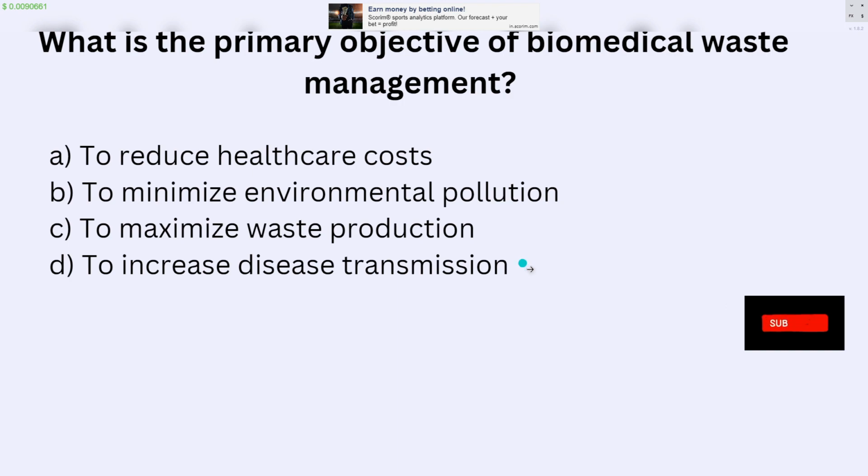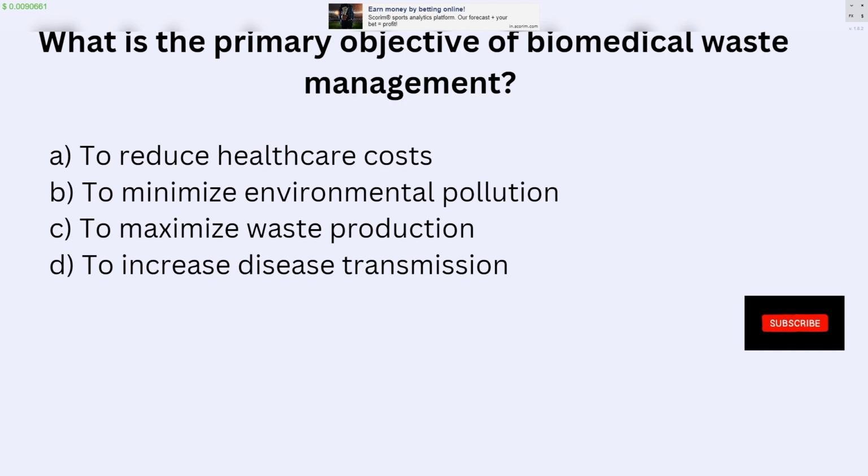The first question is, what is the primary objective of biomedical waste management? Option A, to reduce healthcare cost. Option B, to minimize environmental pollution. Option C, to maximize waste production. Option D, to increase disease transmission. What is the primary objective of biomedical waste management?